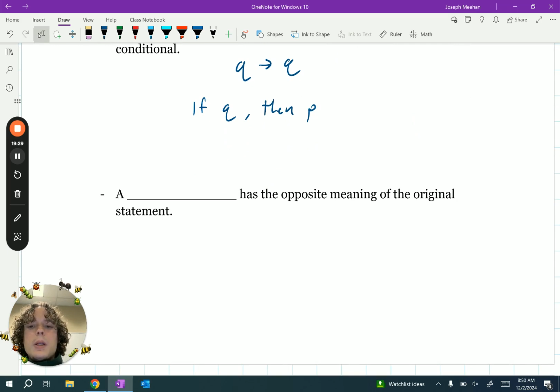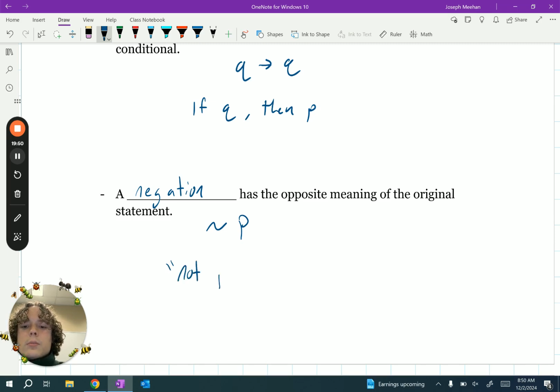The next definition says a blank has the opposite meaning of the original statement. This is called a negation. Like you can say you negate something. This means you take the opposite meaning of the original statement. So if we wanted to write that out, we draw a little squiggle and we write the P, right? So that would say not P. Or we could say not Q. And that means we're taking the negation or the opposite meaning of something.